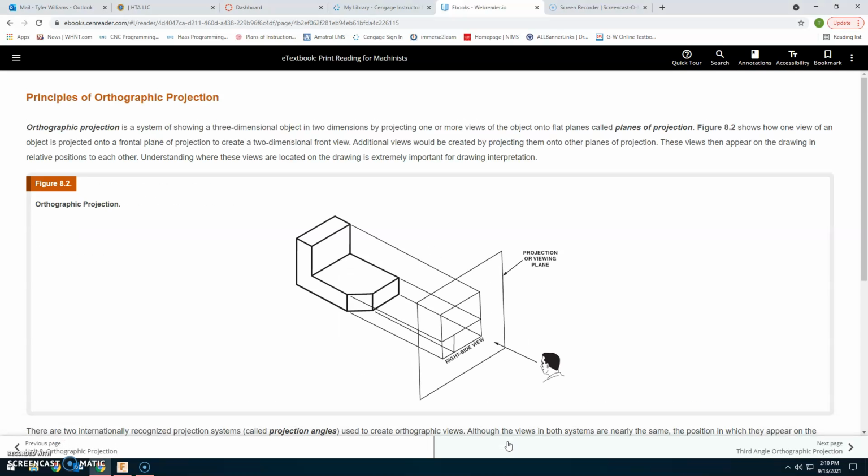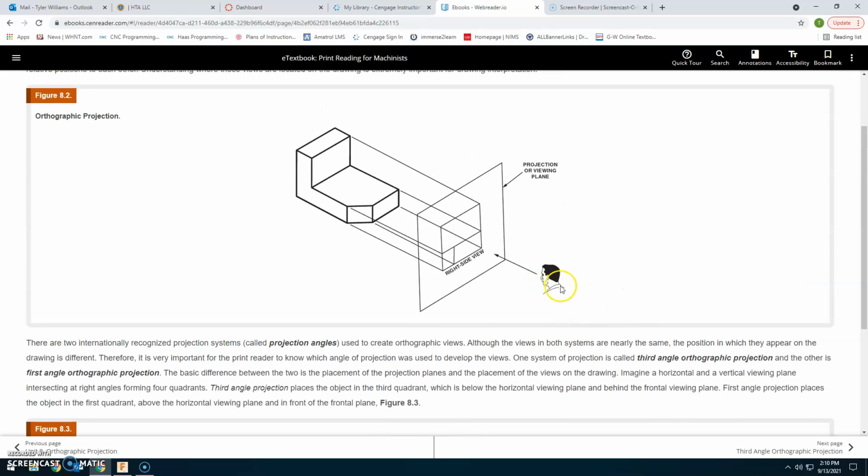Orthographic projection is a system of showing a three-dimensional object in two dimensions by projecting one or more views of the object onto flat planes called planes of projection. Figure 8.2 shows how one view of an object is projected onto the frontal plane of projection to create a two-dimensional front view. Additional views would be created by projecting them onto other planes of projection. These views would then appear on the drawing in relative positions to each other. Understanding where these views are located on a drawing is extremely important for drawing interpretation.